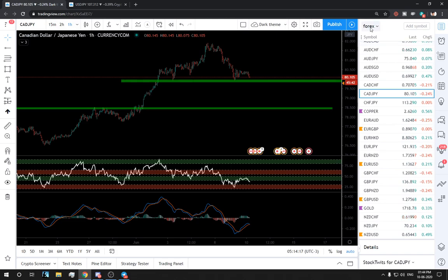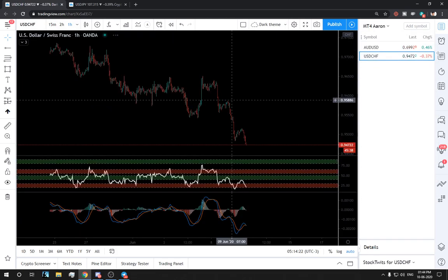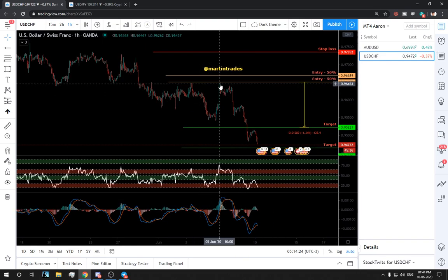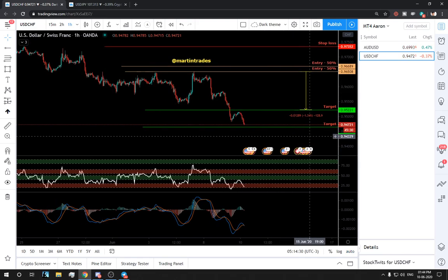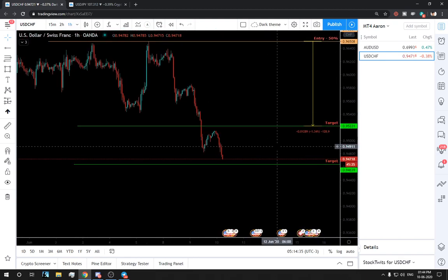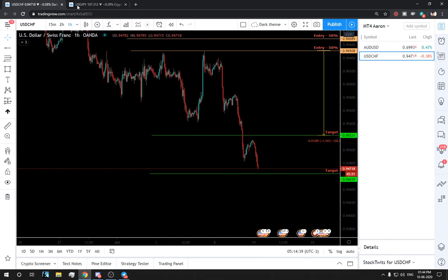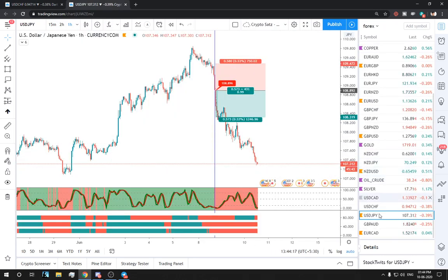And yeah, we took a shot on CHF long back. I'll just show you guys. So we took a shot over here at this point. My first targets were this one, and hopefully it is going for our second targets, which is here. So it's about to hit our second targets. Alright, so that's good.